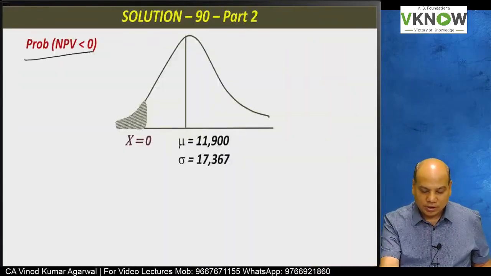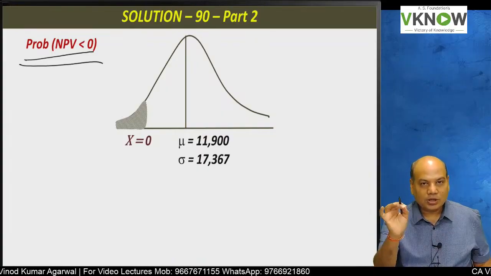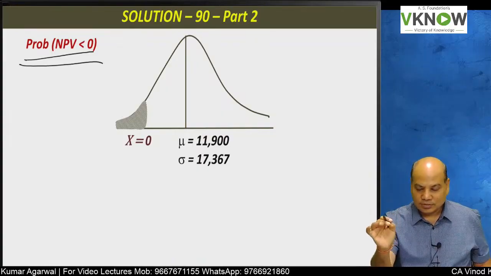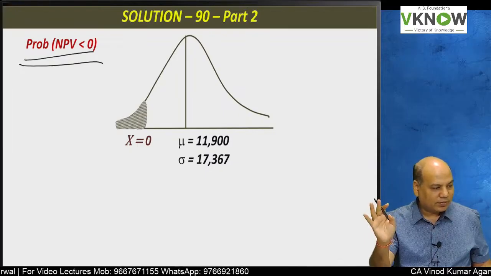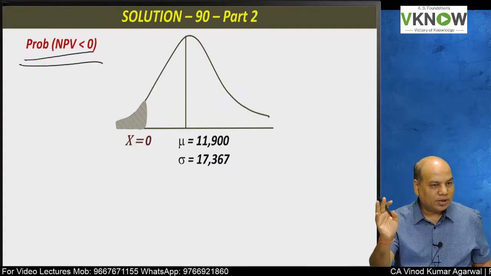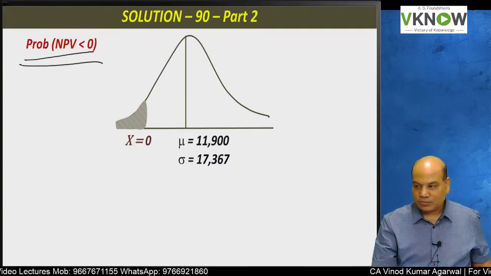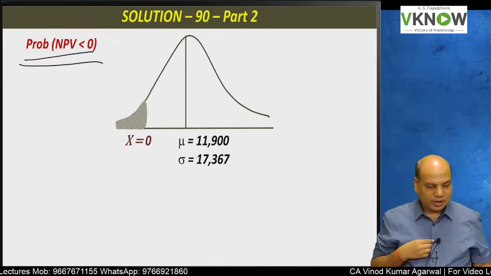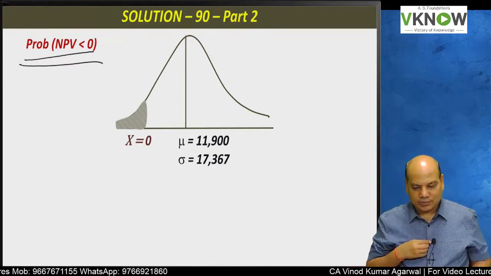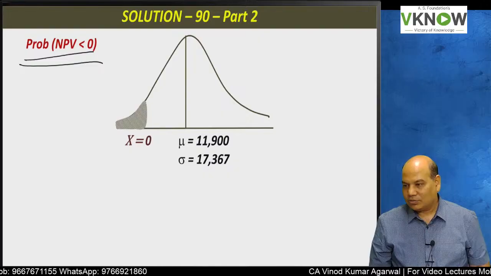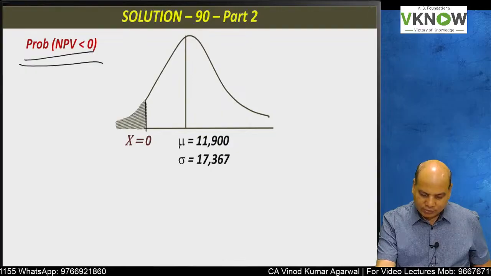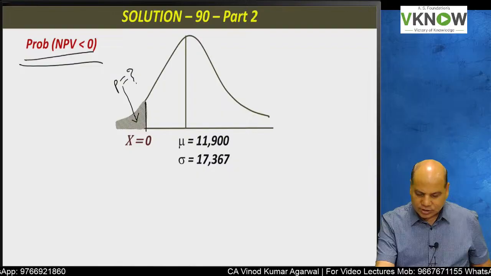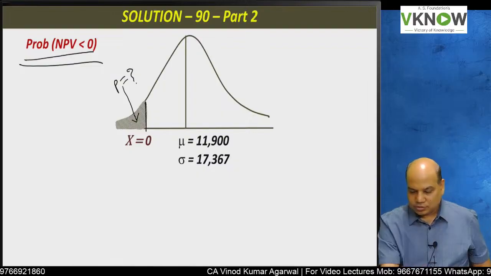Please write down. Next answer, calculation of probability that NPV will be negative. So we are here. We need to find the probability of this area less than 0.